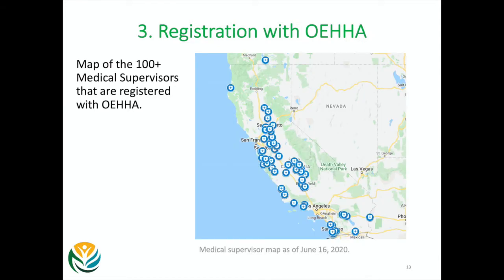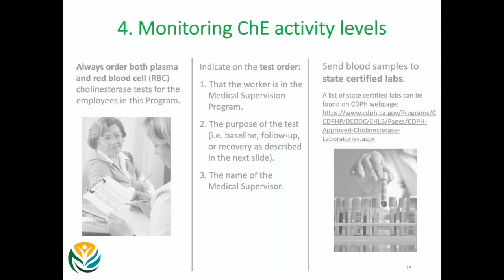There are currently over 100 medical supervisors in California that are registered with OEHHA. Physicians' name and contact information are posted on OEHHA's website and are available to employers to help them locate local physicians who are qualified to be medical supervisors. After reviewing the guidelines, establishing a contract with the employer, and registering with OEHHA, medical supervisors can begin monitoring cholinesterase activity levels.